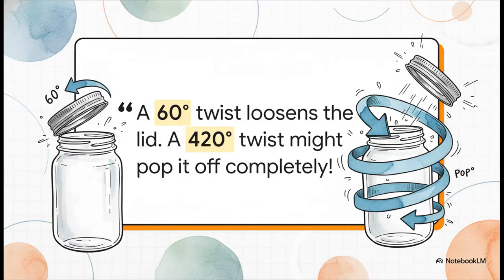And if you're still not sure, this peanut butter jar analogy is going to make it crystal clear. Imagine twisting the lid. A small 60-degree turn might just loosen it. But a 420-degree twist? Well, that's one full rotation plus another 60 degrees. That lid isn't just loose anymore. It's probably popped off and flown across the kitchen. Same ending position, totally different outcome.